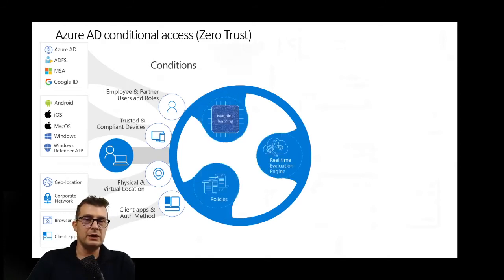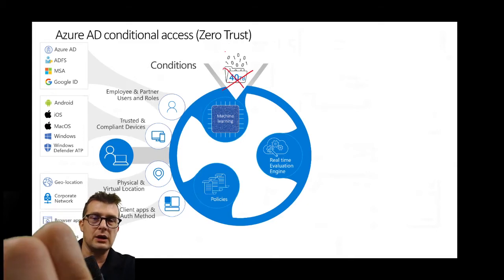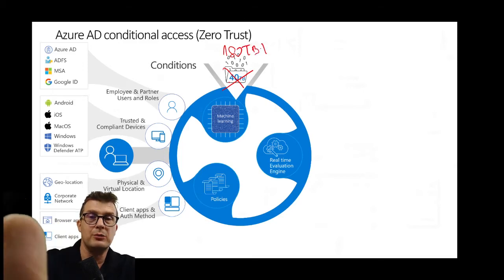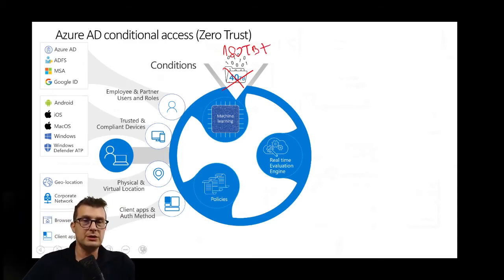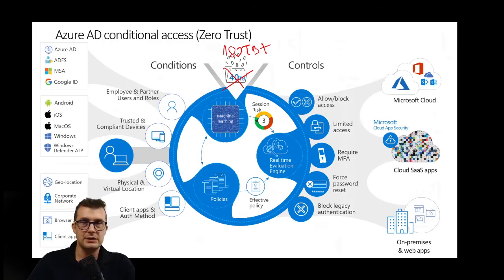Then there are the machine learning real-time evaluation engine policies, and this is even not right, because it's 180 terabytes and plus of signals that are here to help us, and that Microsoft processes to know whether your request is legitimate or not. So based on these risks, we are enforcing controls: allowing, blocking access, requiring MFA, requiring password reset, and so on.